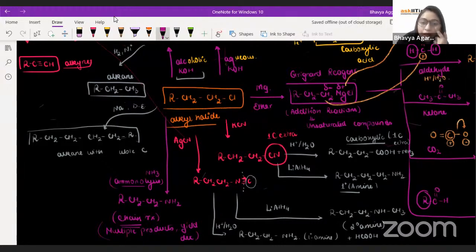In acidic hydrolysis, the side product is an acid or an aldehyde. Acid. You can further treat it with nitro, and you can get a nitro product also.